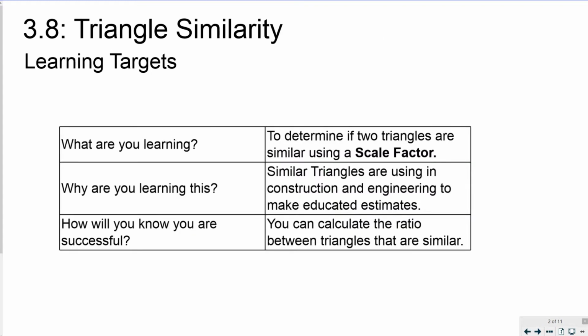Triangle similarity, we're going to learn to determine if two triangles are similar using a scale factor. Similar triangles are used in construction and engineering to make educated estimates. And then you can calculate the ratio between triangles that are similar. That's how you know you're going to be doing this correctly.